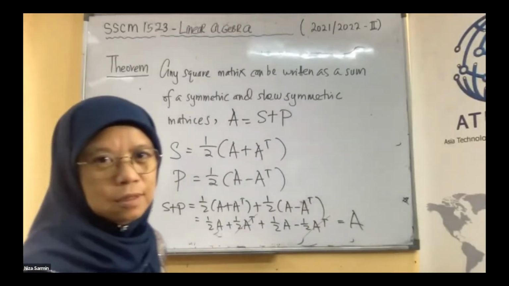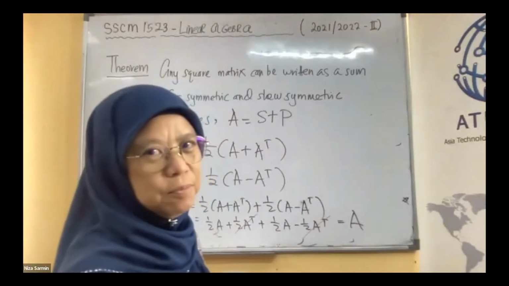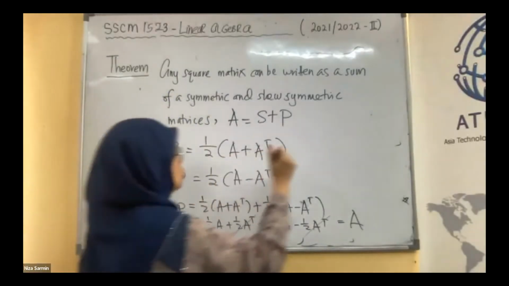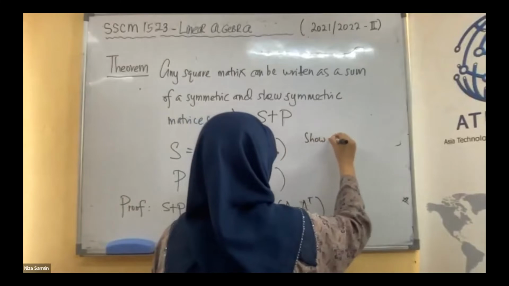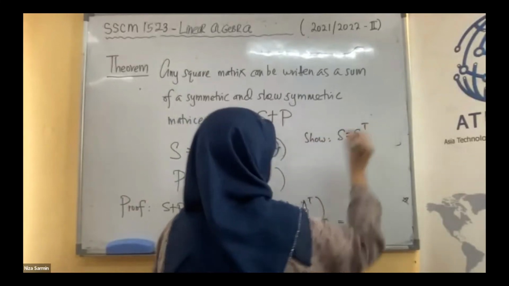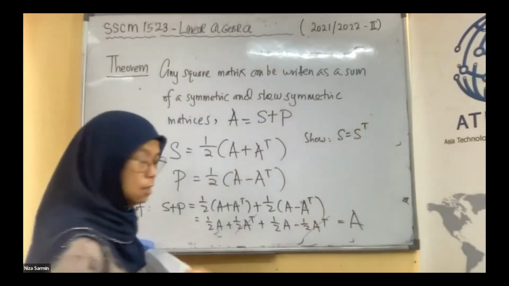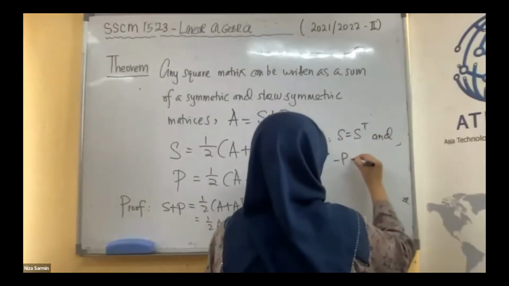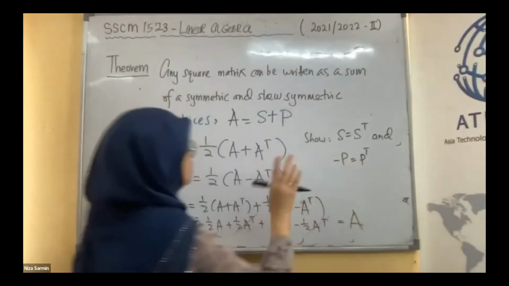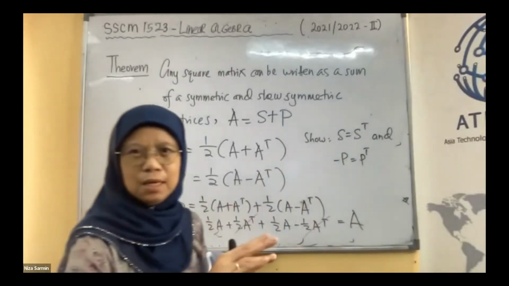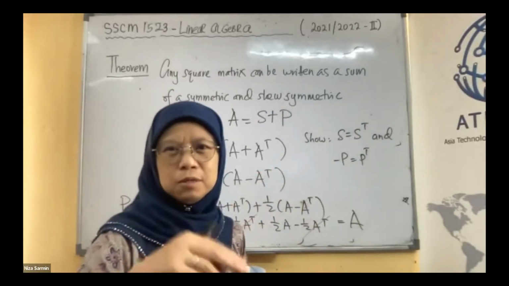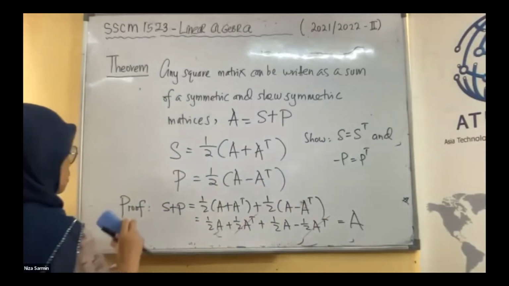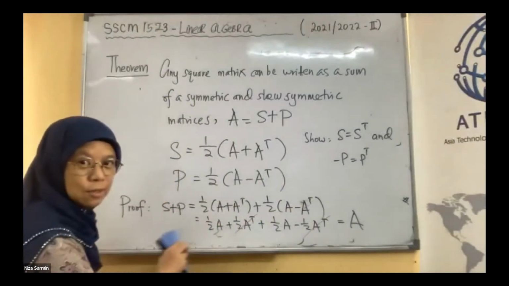Now, the not so easy part is to show that this is symmetric. Okay? Show S is S transpose. And P, negative P is P transpose. Or P is, doesn't matter. P is negative P transpose, or P transpose equals negative P, same thing, right? Okay? Okay?